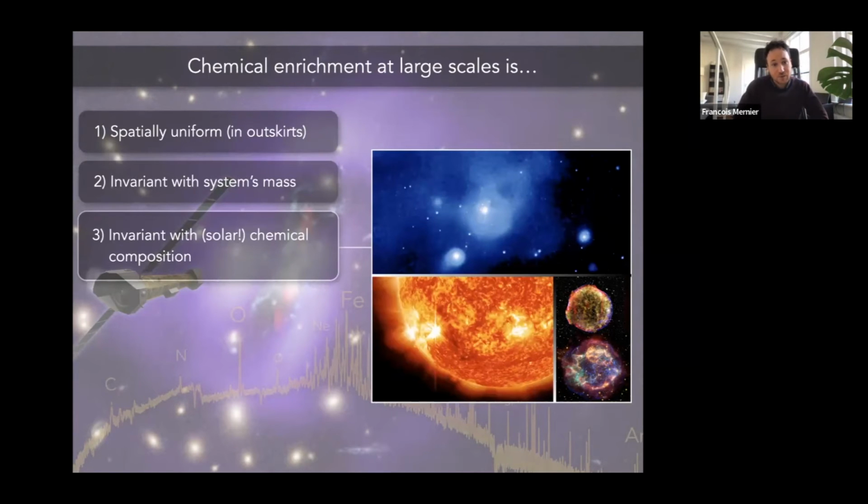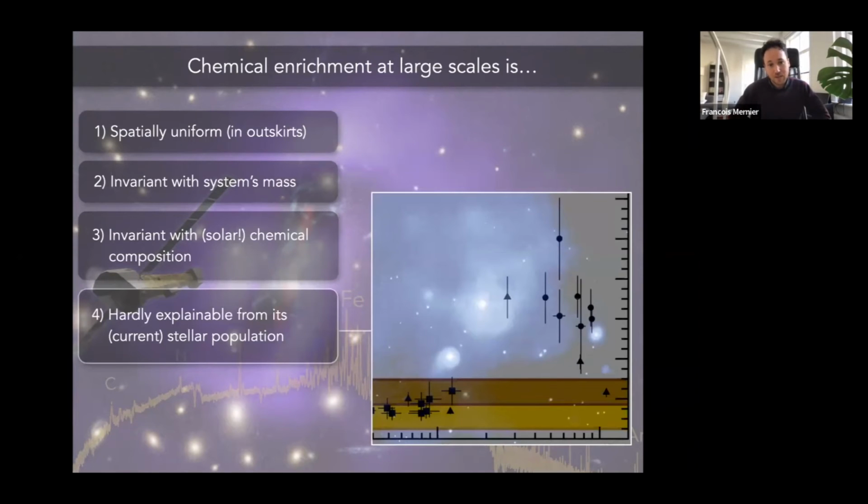Even more interestingly, it's invariant in chemical composition. This chemical composition is remarkably close to solar, which is already something very intriguing, actually, that I'd be happy to discuss further. But also, this does not change with radius nor with mass either. So it seems that no matter where you look, in clusters, in groups, no matter which radius, you always have a chemical composition really close to solar. And finally, as I just explained, it's very difficult to explain how iron could have been produced in massive clusters from their current stellar population.